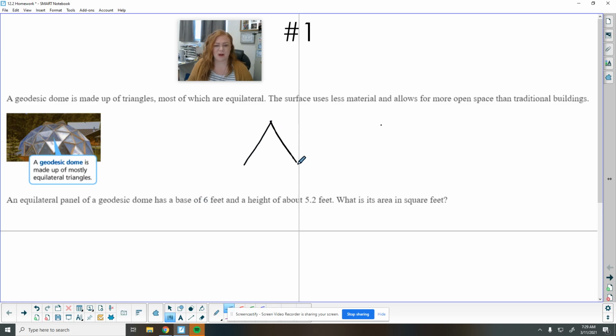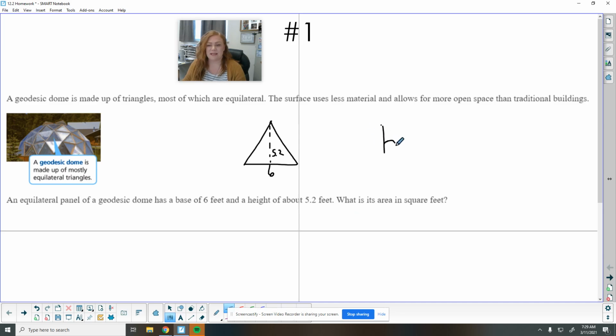So I like to draw the triangle to help visualize what it says. So the base is 6, and then it has a height of about 5.2. So what is the area in square feet?